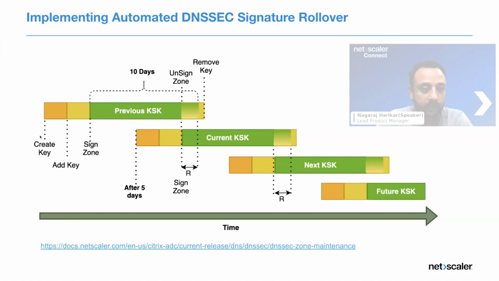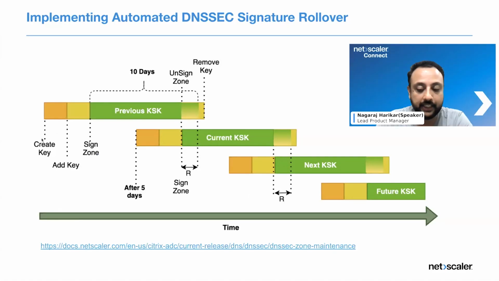So on your NetScaler, you need to create a new key. The key to sign your zone is a zone signing key, ZSK. There's another type of key, which is the key signing key. Let's not discuss that now, because these are the two main keys. So basically, when you want to create a new key, you'll have to do the create command. Then you'll have to publish this key to be able to sign a zone. So you will do the add key command. Then you will do the sign zone, where all the DNS responses will include the DNSSEC signed response as well.